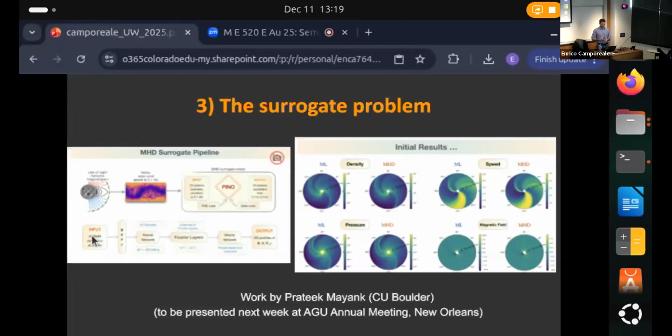This is work done by a postdoc at UC Boulder, Pratik Mayank, who is going to present it next week at the AGU meeting. Again, I'm sorry that the resolution is really bad on these slides, but essentially what it's building is a surrogate of a 3D MHD model. This is something that the community has been talking about for a while, but I don't think anybody has done it yet. And I was actually surprised to see how not easy the problem is. I was thinking that at least ideal MHD would be easy enough to replicate as a surrogate model. It's using a physics-informed neural operator, and those are preliminary results, but it looks like we're getting there slowly.